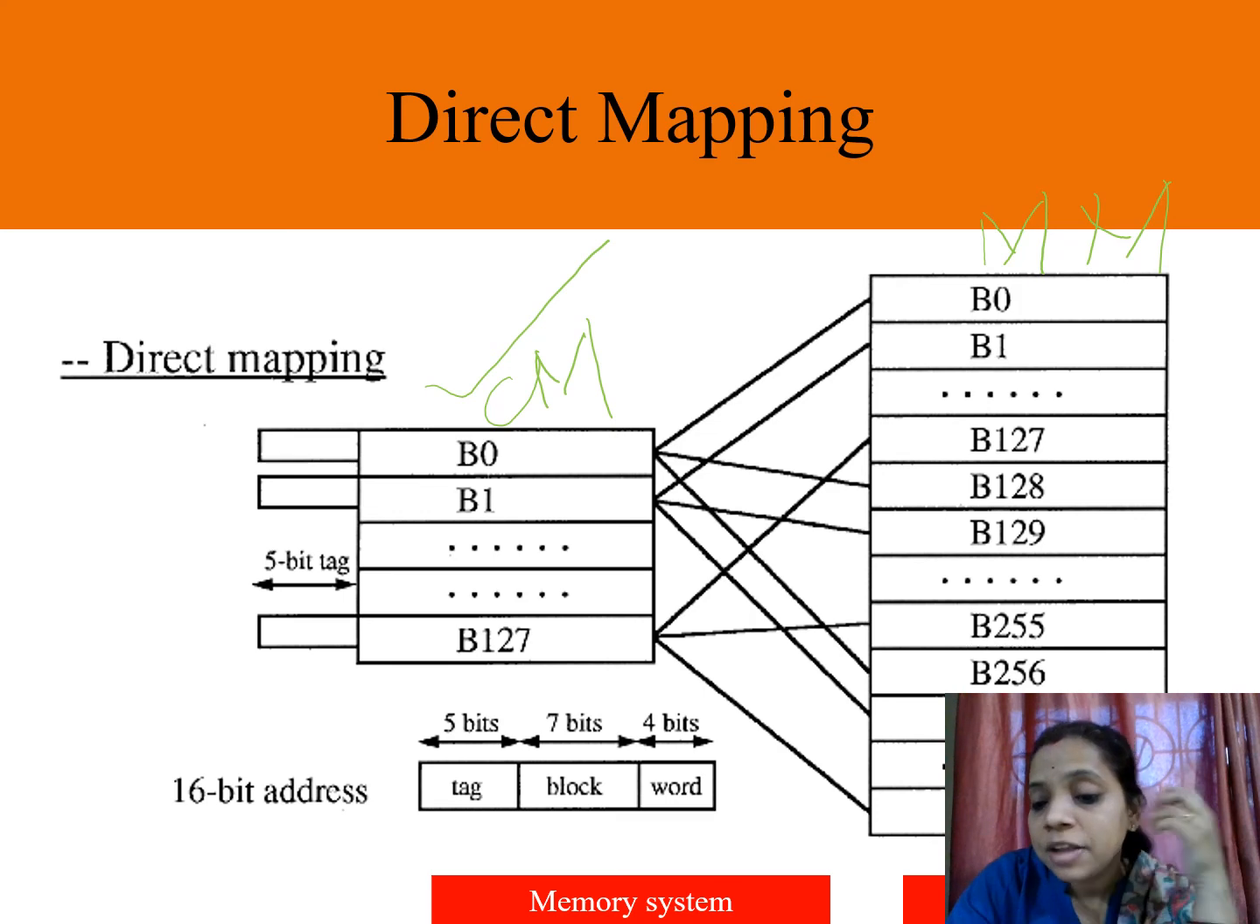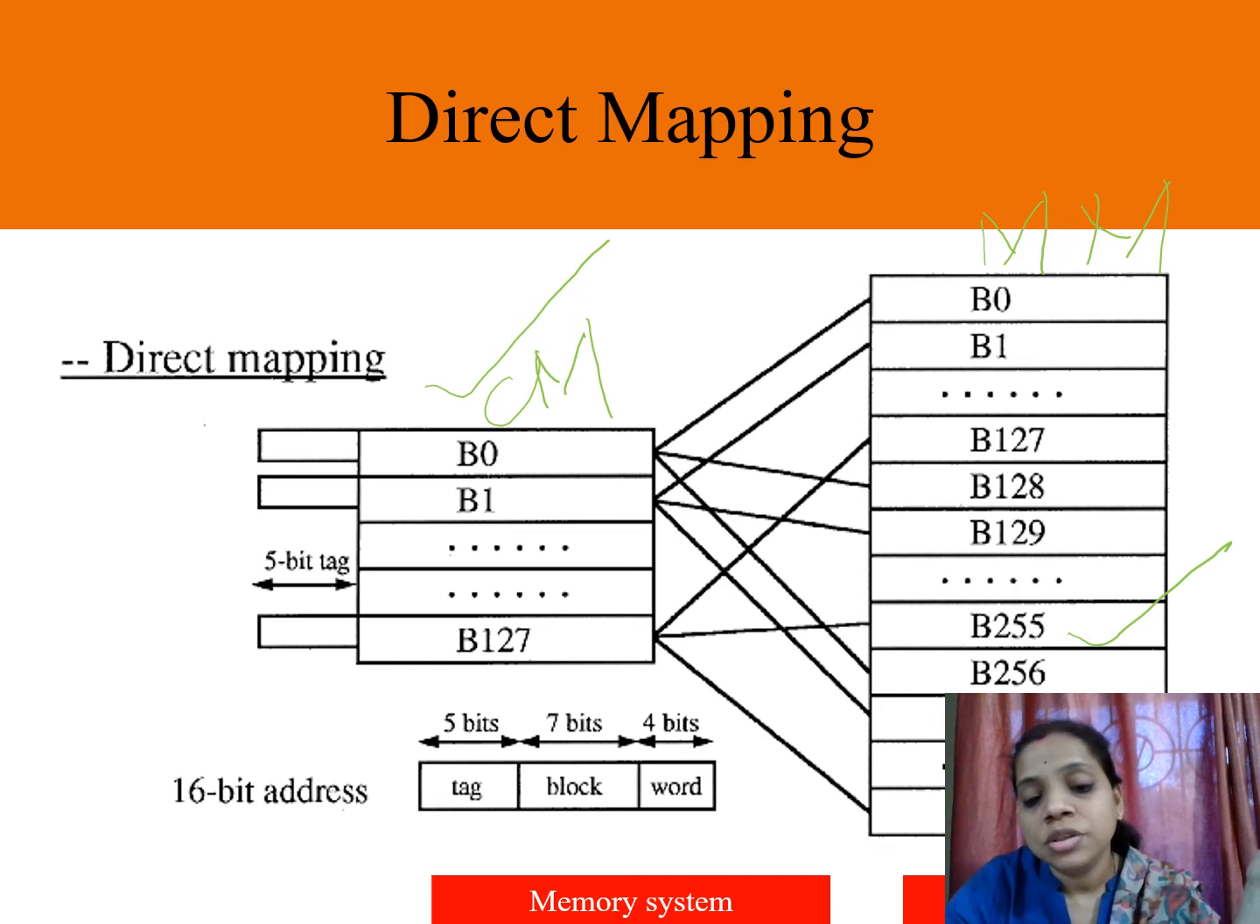If we apply the formula C equals M mod 128, for example, let's take 255. So B255 is to be mapped to the cache memory. When we apply the formula C equals M mod 128, mod means the modulo function, that means it will give us the remainder. After calculating, we get the remainder 127. As in the diagram, you can see the remainder is 127.